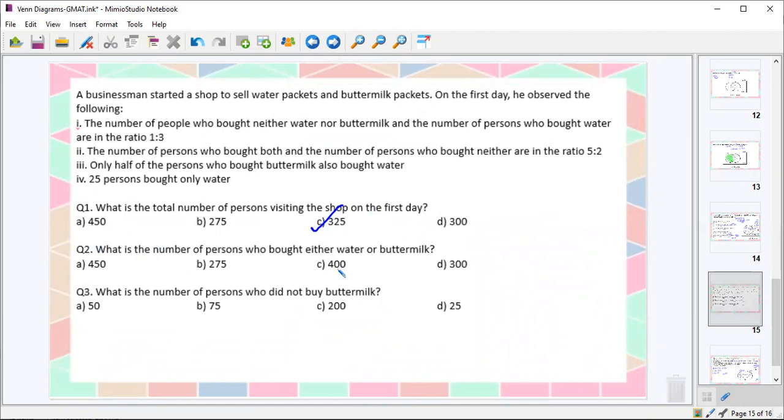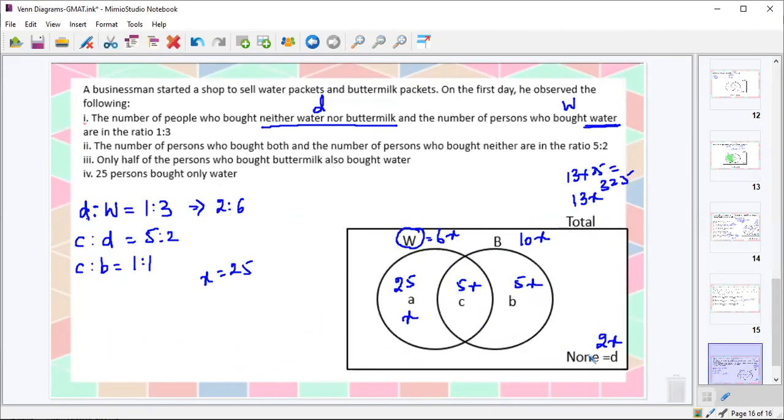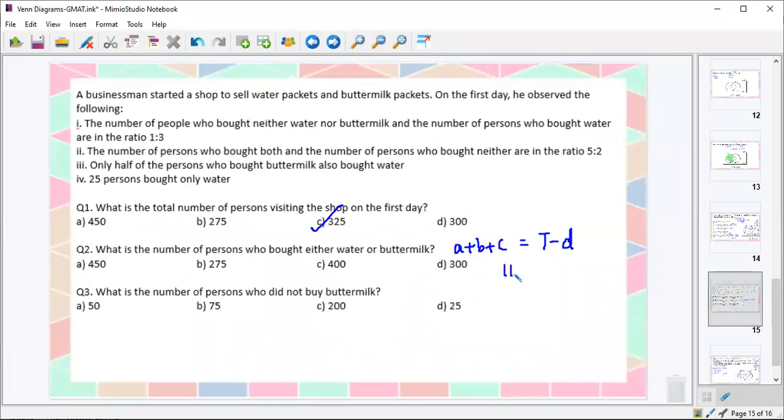What is the number of persons who bought either water or buttermilk? Either water or buttermilk. So this will include everything, A plus B plus C, or I can say total minus D. My D was 2x and my total was 13x. So can I say this is equal to 11x? Or 11 into 25, which is nothing but 275.